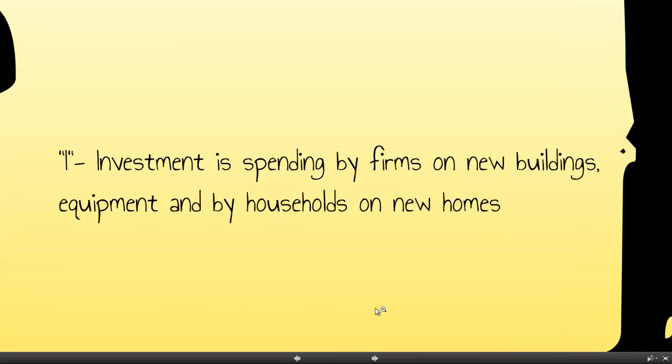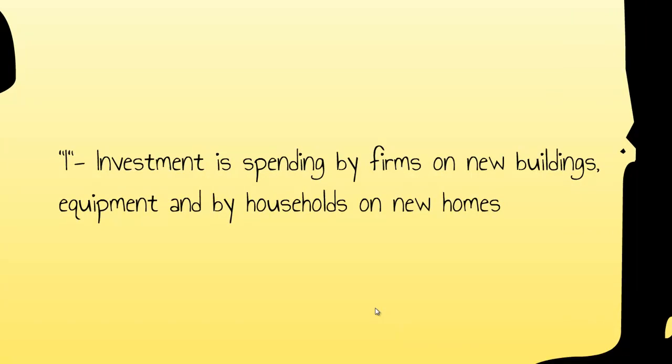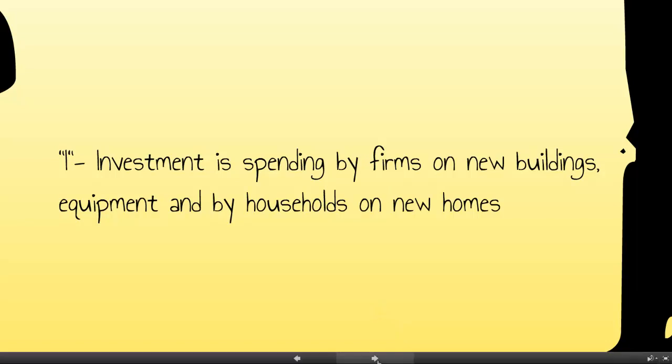That's included in investment. Investment is spending by firms on new buildings and equipment, as well as households on new homes. So firms usually buy a new building, they buy new machinery, they make investments.